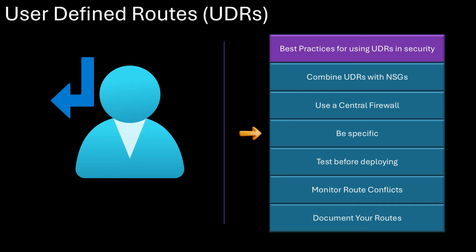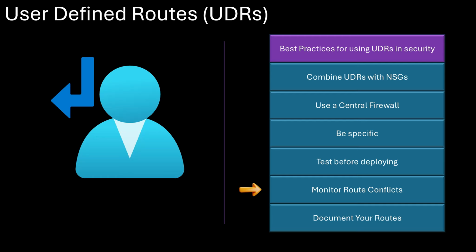You should avoid using overly broad address prefixes in your routes. For example, instead of routing 0.0.0.0/0 for all traffic, define specific subnets or IP ranges when possible. You should use Azure Network Watcher to simulate and test traffic flows with your route tables. This helps you catch any misconfigurations before they cause downtime.